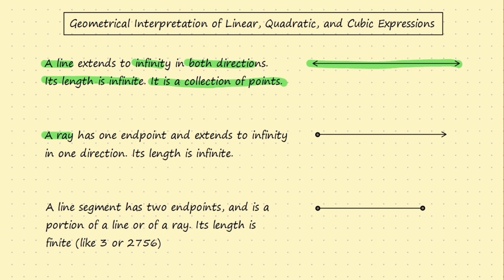A ray has one end point, and it extends to infinity in one direction. Its length is infinite, and we show it like this. We have an end point, a line, and an arrow at one end.